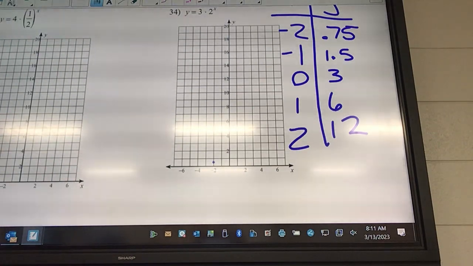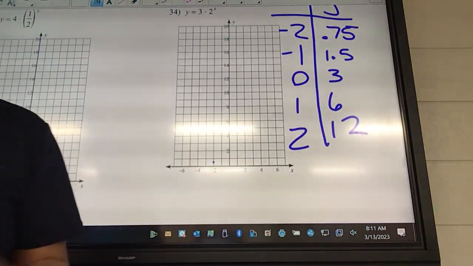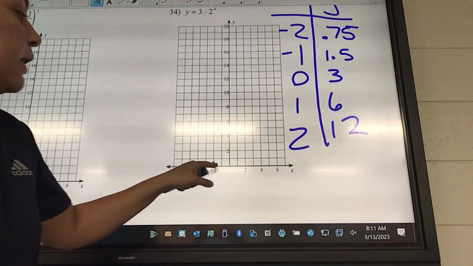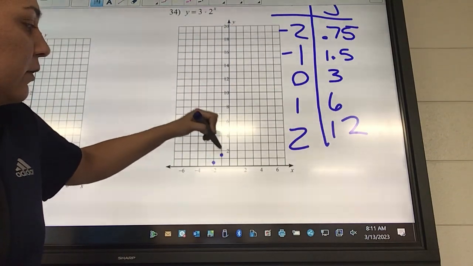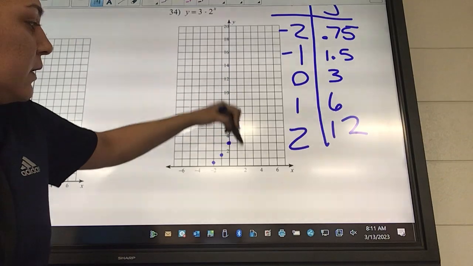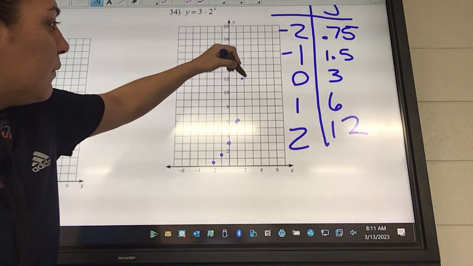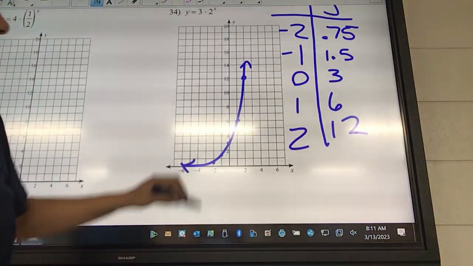Once you start getting higher up, like the 3, you can plot exactly. The 6, you can plot exactly. The rest of them, even this 1.5, you kind of just have to put a dot. For the 3, 1, 6, and then 2, 12. And then draw your graph.